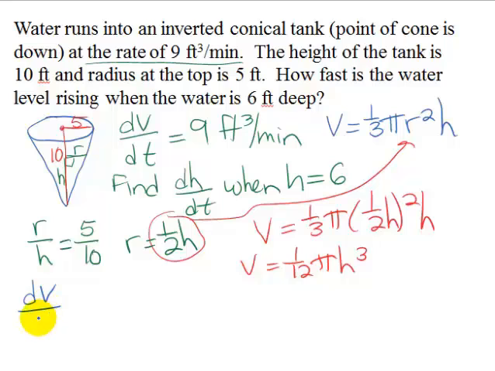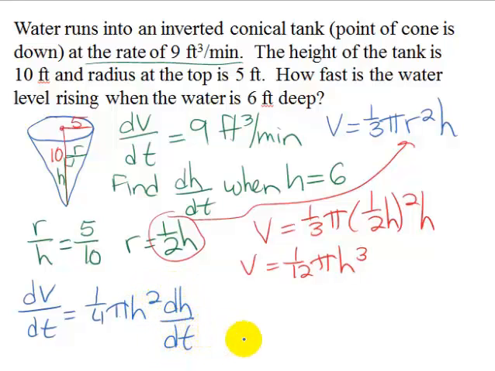to get how my rates are related. So I have dV/dt equals, this 1/12 pi is just a constant, the power comes out in front, that'll make that a 1/4 pi h squared multiplied by the derivative of h, dh/dt. So that's a power rule, chain rule. And there is my equation that relates the rates.